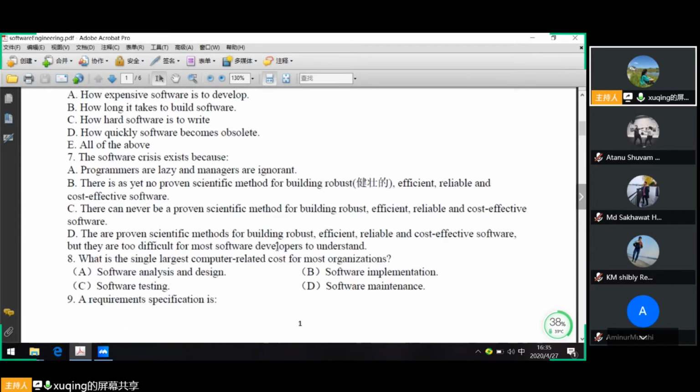In fact, there are some methods for building good software, but it's difficult to understand. That's why we have the crisis. So yeah, as Faso, you are right. It's D.